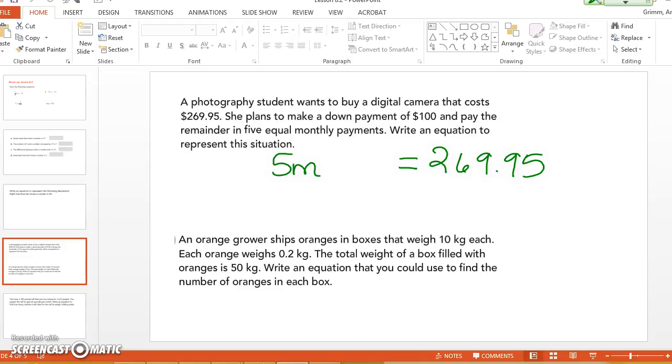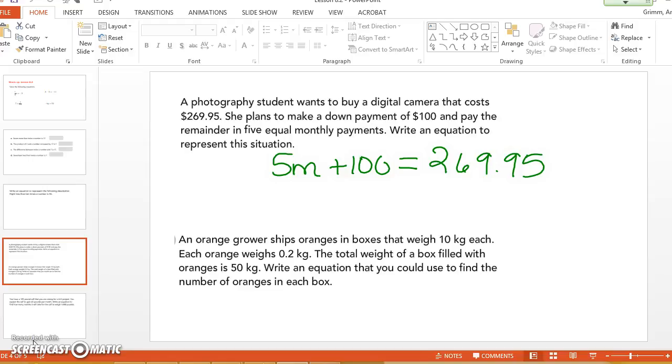Okay, what else do I know? $100. So I have to get the total. So I'm going to add that here, because I want this side to equal 269.95. So I'm going to take all 5 payments plus my 100. That should equal the total price of the camera. And there's your equation. Okay? All right, we're going to pause there to make it easier.